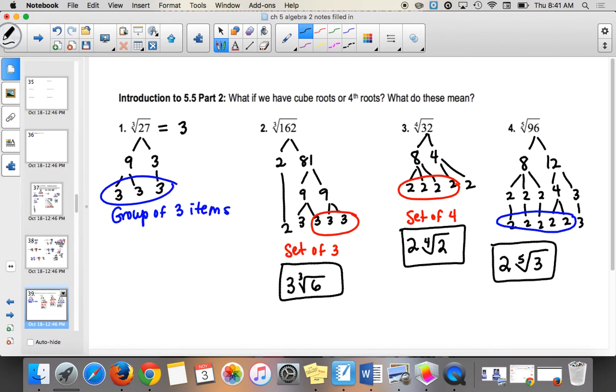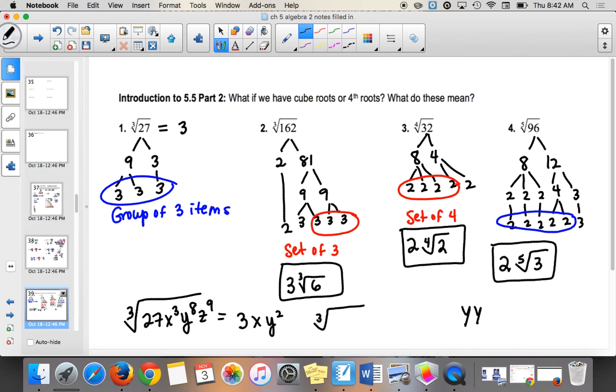You guys get that? So if I was previewing the next section, if I had the cube root of 27 x cubed y to the 8th z to the 9th, do you guys see we would have 3? We'd have an x. How many y's would we be able to pull out? If we have 8 items, how many sets of 3? We'd have 2 sets of 3, so we'd have a y times a y, so y squared. How many would be left on the inside? 2. And then z to the third, right?